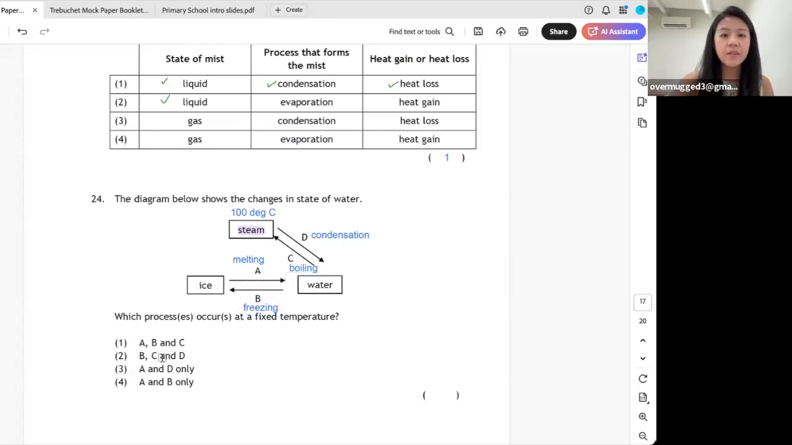So to answer this question, which processes happen at fixed temperature? We would have our melting, freezing, and boiling. Okay, the only one that doesn't happen at a fixed temperature would be condensation, right? So our answer would be A, B, and C, which is option 1. All right. Okay, let's move on to question 25.